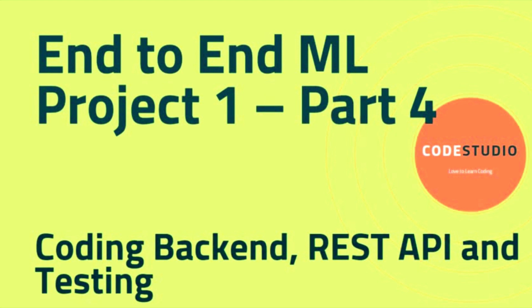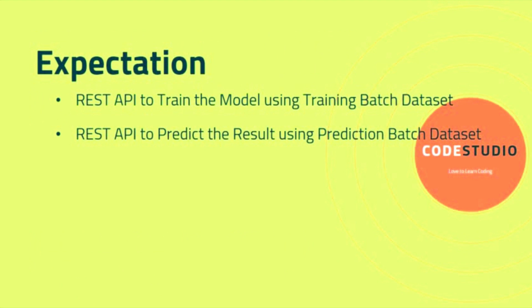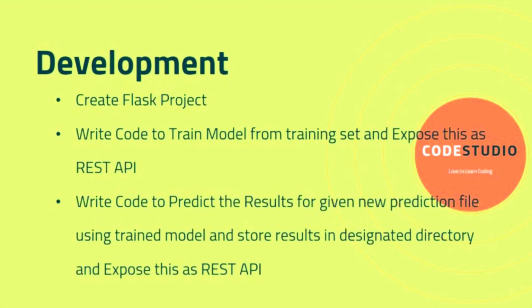You can check the previous session by clicking the I button. Here is the expectation from the client: once the model is built, they want a REST API to train the model using a training batch dataset whenever they want. They also want a REST API to predict the results from the prediction batch set. Once they want, the REST API should be able to predict the results for multiple files at once. So these are the high level steps of development.